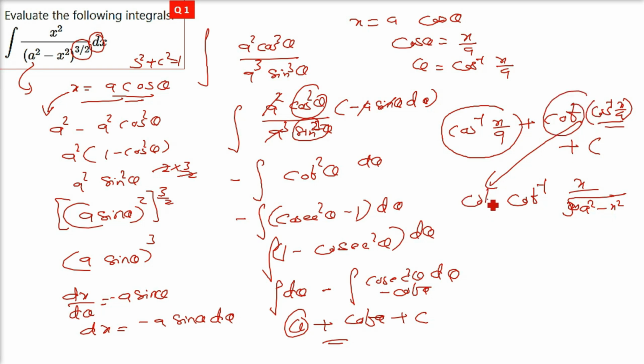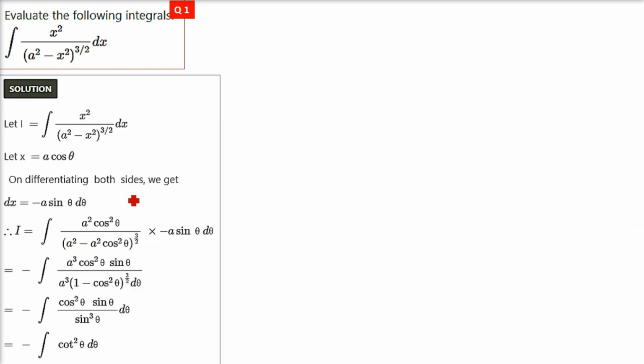Cot and cot inverse get cancelled. So the final answer will be cos inverse x by a, plus this gets cancelled, you have x divided by under root a square minus x square, plus constant of integration. That's your final answer. So this is the reference I was talking about.